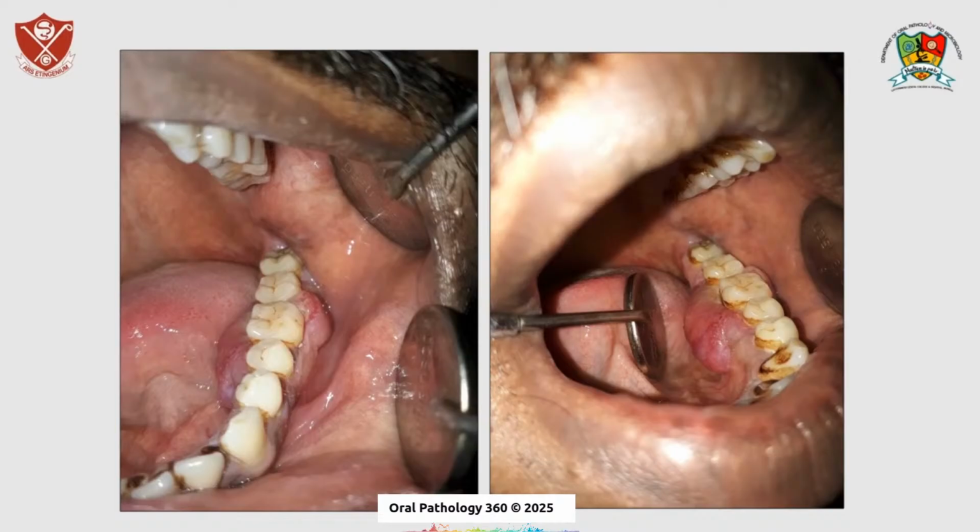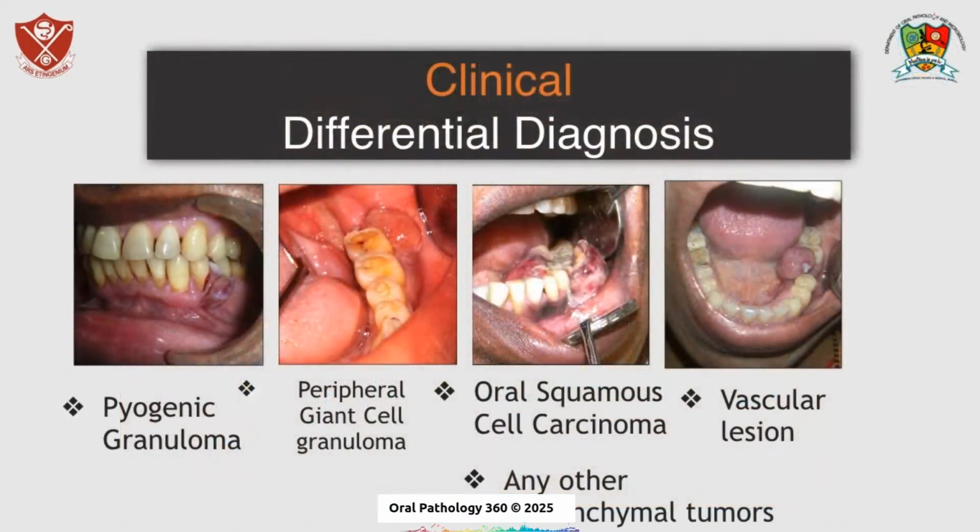So looking into the clinical presentation of the lesion, a clinical differential diagnosis of localized gingival overgrowth was made. Could be a reactive lesion like pyogenic granuloma, peripheral giant cell granuloma. Since the patient had a habit, could it be oral squamous cell carcinoma? Also, the region is reddish in color. Would it be a vascular lesion, or is it any other mesenchymal tumor?